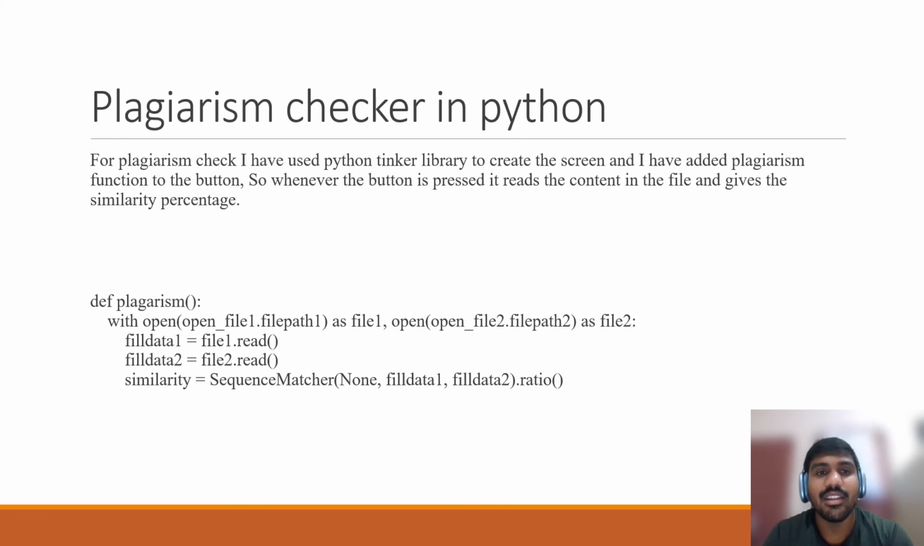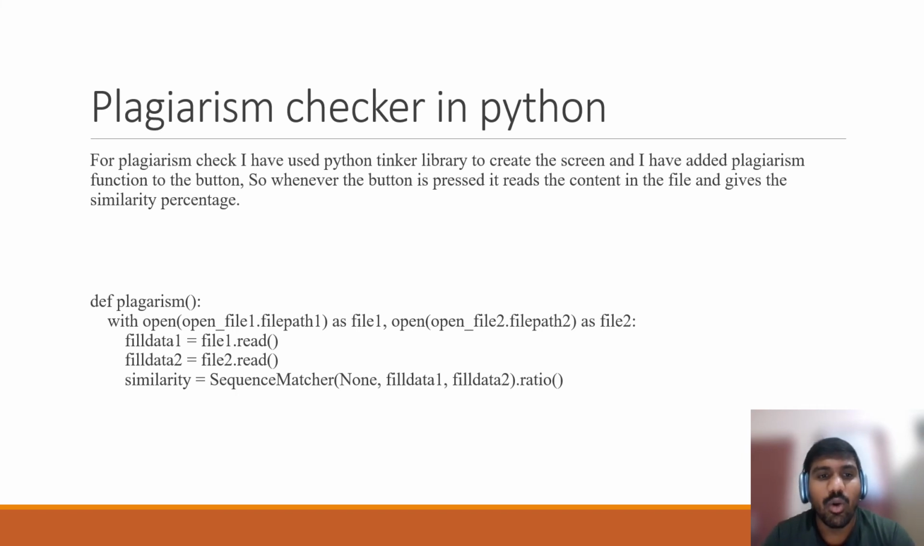After that, this is a module. This is the function for the faculty module, which I have given as a plagiarism checker in Python. For the plagiarism checker, I have used the Python Tkinter library to create the screen, and I have added the plagiarism function to the button. Whenever the button is pressed, it reads the content in the file and gives a similarity percentage. So this is the function I have taken.